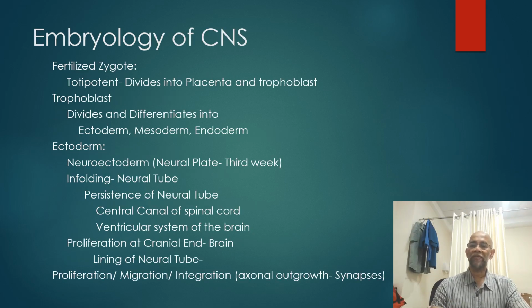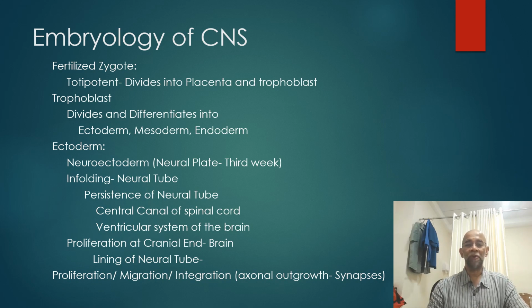Let's have a quick look at the embryology of the central nervous system. You have a fertilized zygote. This zygote is totipotent. It divides into placenta and the trophoblast. The trophoblast divides and differentiates into ectoderm, mesoderm, and endoderm. From this ectoderm, in the third week of embryonal life, we have the development of neuroectoderm, which forms the neural plate.